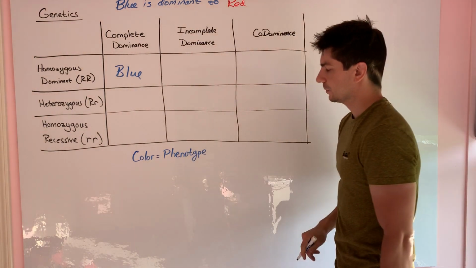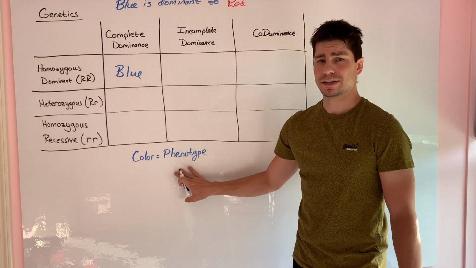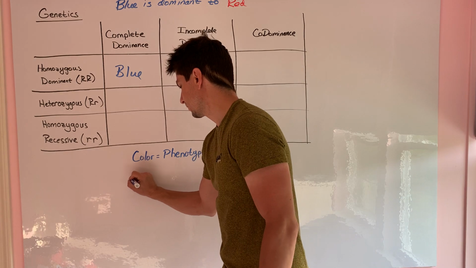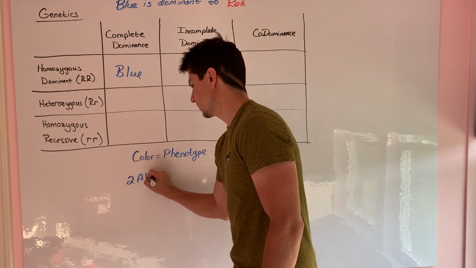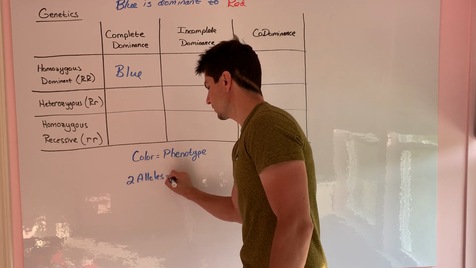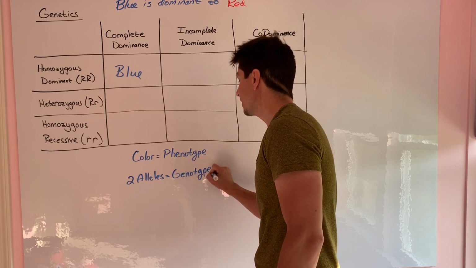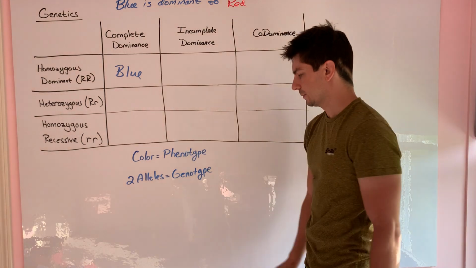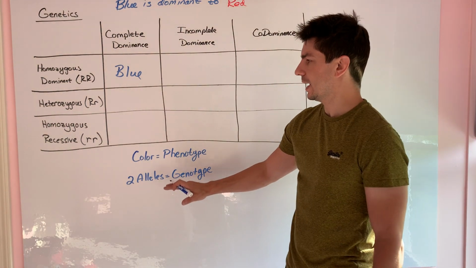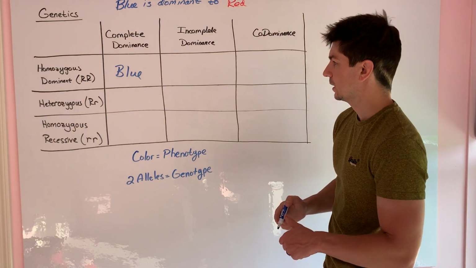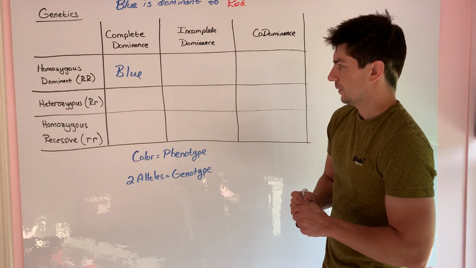Now, like I said, that's the phenotype. The two alleles that we have make up your genotype. By that genotype, we were able to tell that the phenotype is going to be blue. The genotype is the letters that you are going to have, whether they're dominant or recessive. So that's our first one.